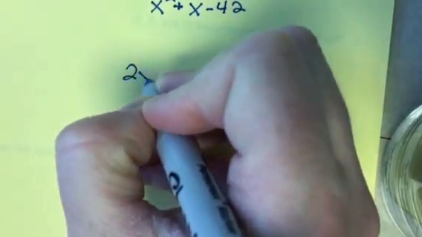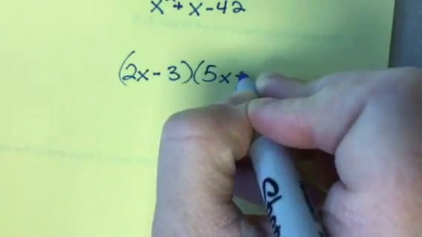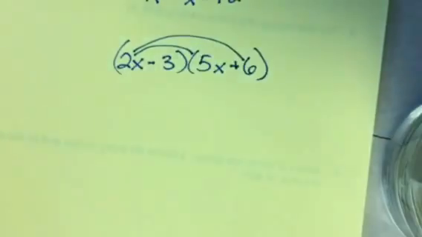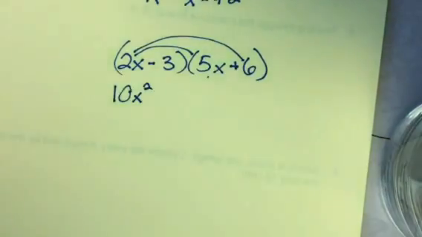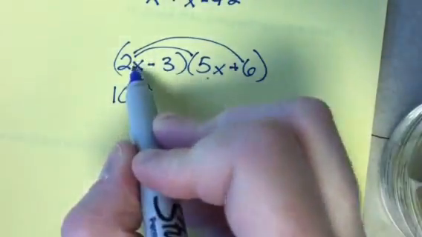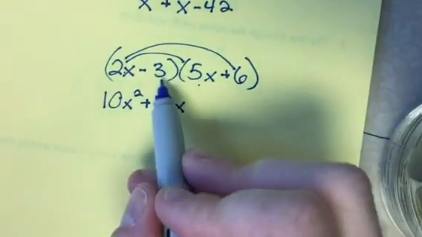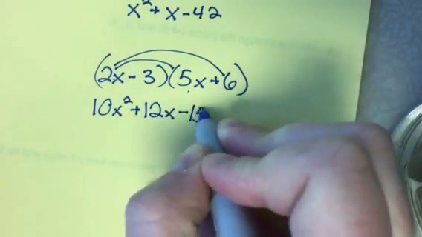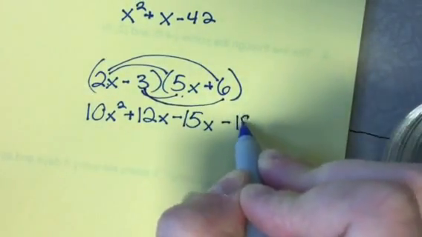Okay, we'll do one that's a little bit more complicated. Let's do (2x minus 3) times (5x plus 6). So I am going to start by giving the 2x to both of those. 2x times 5x is 10x squared. Don't forget, anytime I have an x times x, there's x squared. 2x times 6 is 12x. Okay, now I think of this as a negative 3. Negative 3 times 5x is negative 15x. And negative 3 times 6 is negative 18.